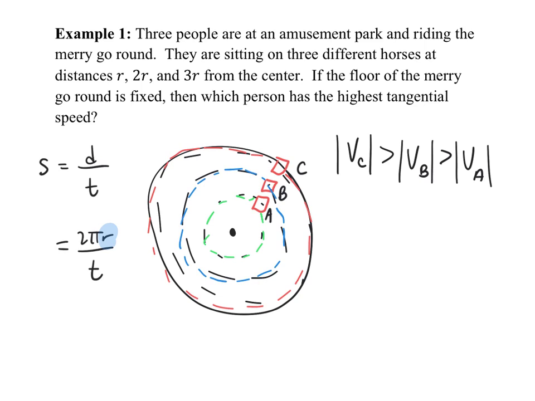I'm probably going to be dropping absolute value once in a while, just because it gets tedious. Okay, any questions on the first example here? This is just getting you thinking about what tangential velocity is. Now, remember that this is with a fixed floor. The surface it's moving on is fixed.